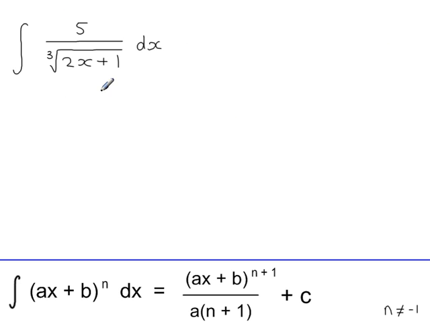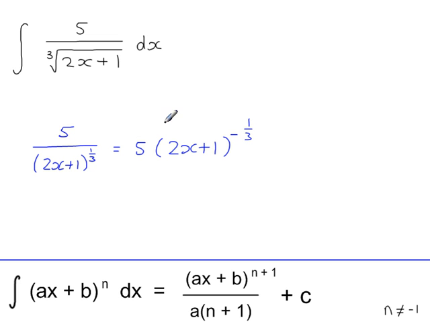Before we integrate this function here, we need to use index form instead of fraction form. So we can rewrite this as 5 over 2x plus 1 to the power of a third, and that becomes 5 times 2x plus 1 to the power of minus a third. So we're going to integrate this.